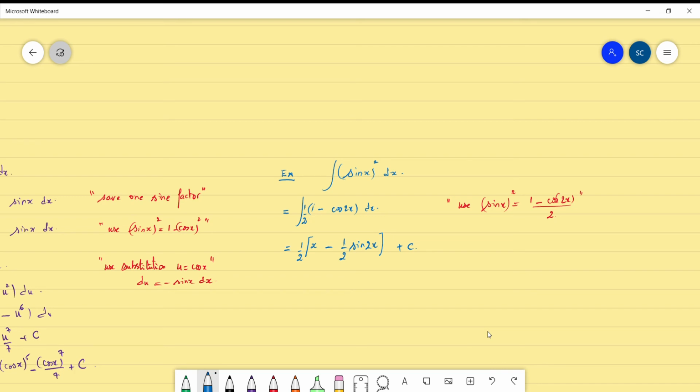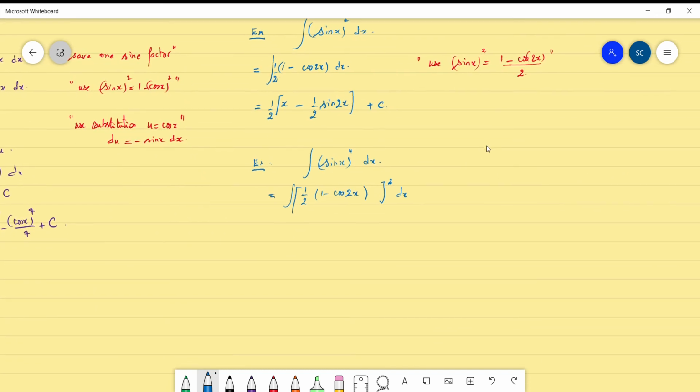Okay, another example is the following. Sine x to the power 4, dx. Here again we will use the same transformation, so it will be half of 1 minus cosine 2x, everything squared, dx.